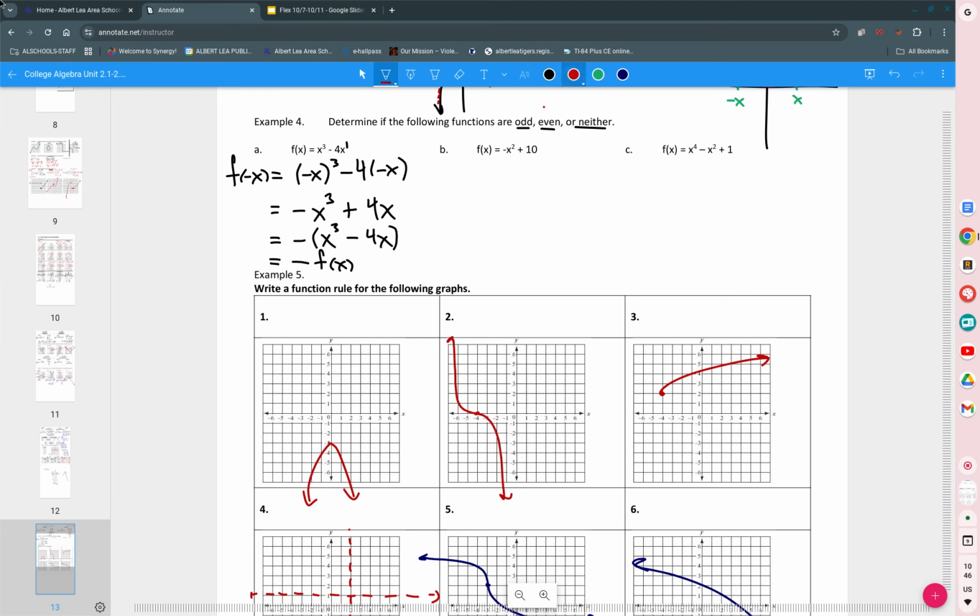Notice what we just showed. That's got to be an odd function. That f of negative x is negative f of x. It's gotta be odd. It's an odd function. That's technically a proof.